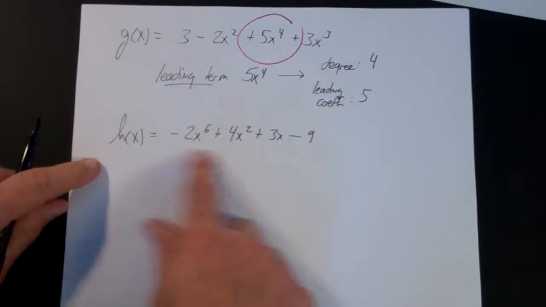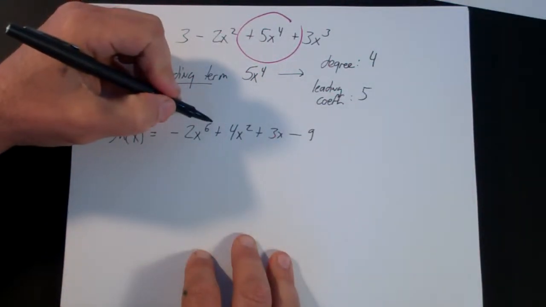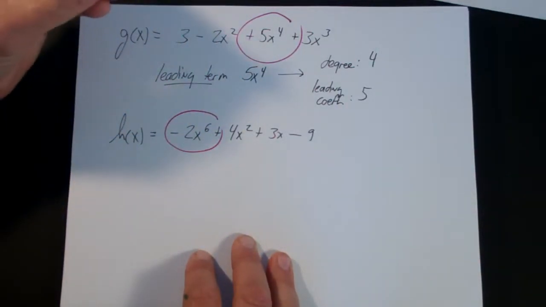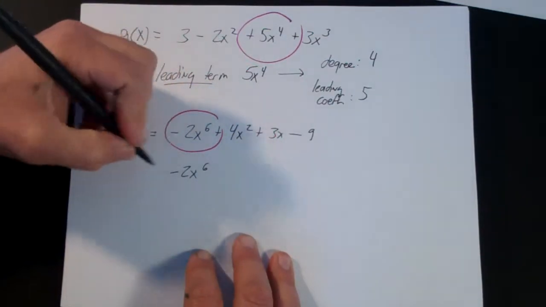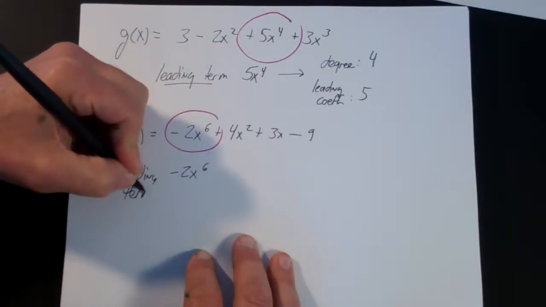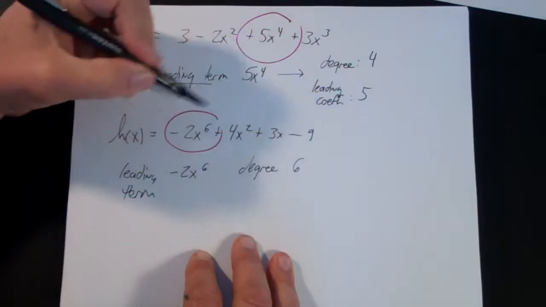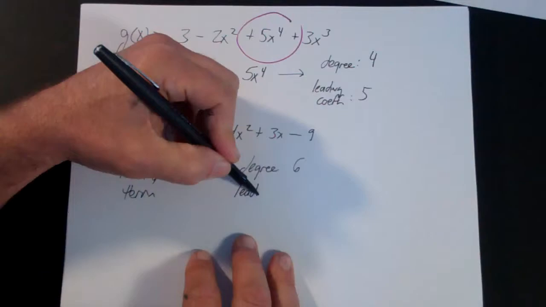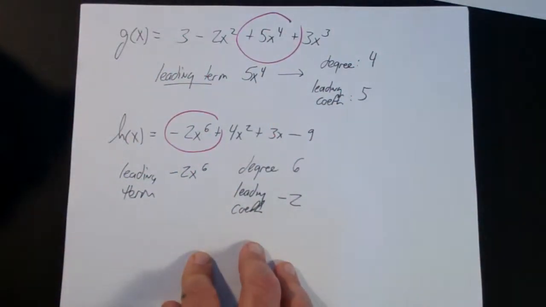This one is written in the order that we expected, so there's no problem there. The highest power is 6. So the term with that power is the leading term. Here the leading term is minus 2x^6. The degree is 6. It's the highest power anywhere in the polynomial. The leading coefficient is simply minus 2.